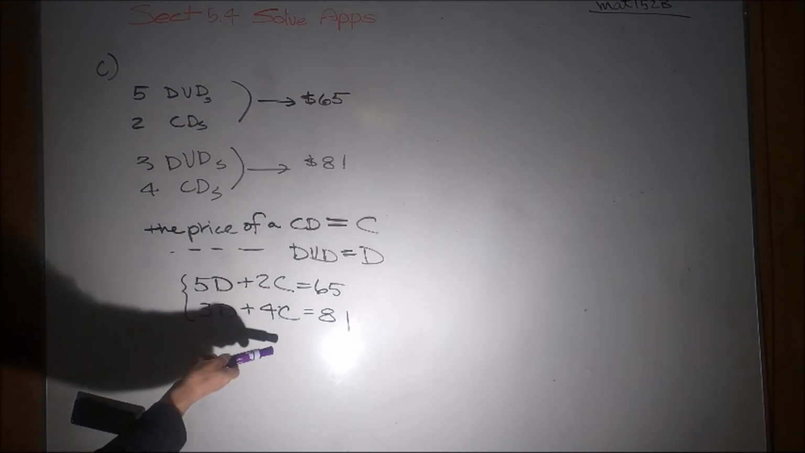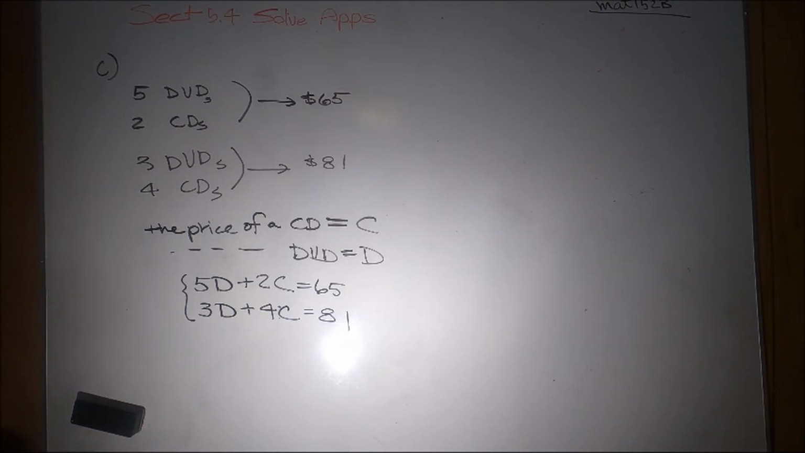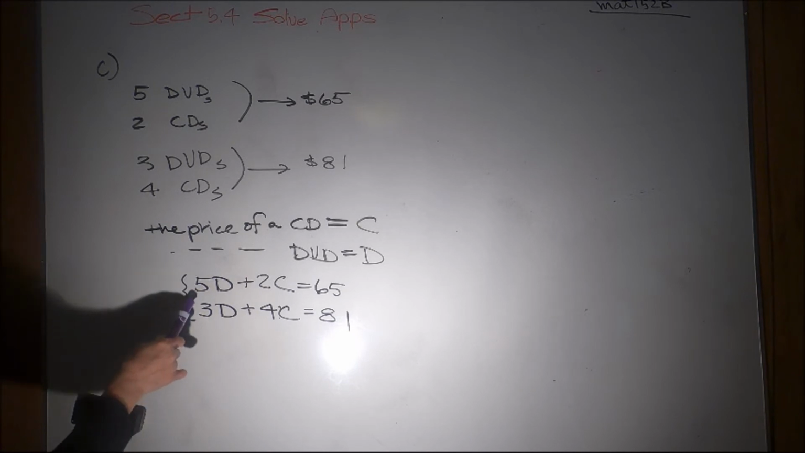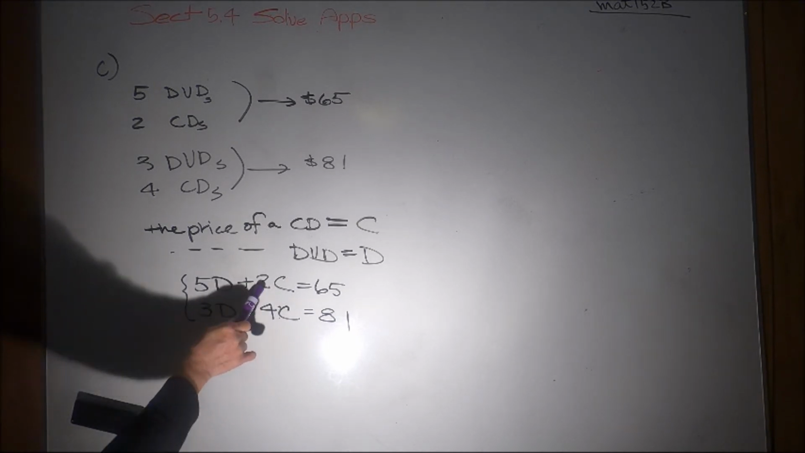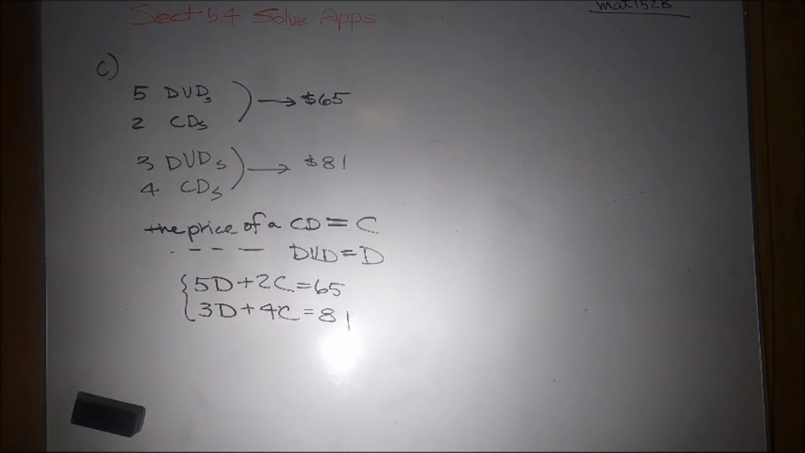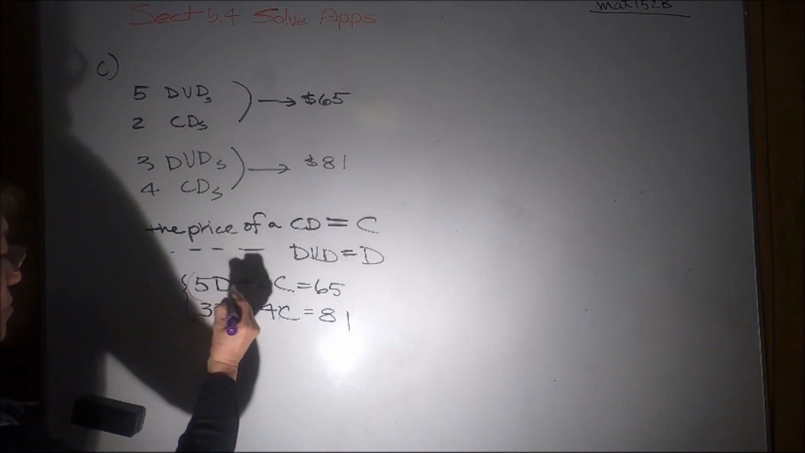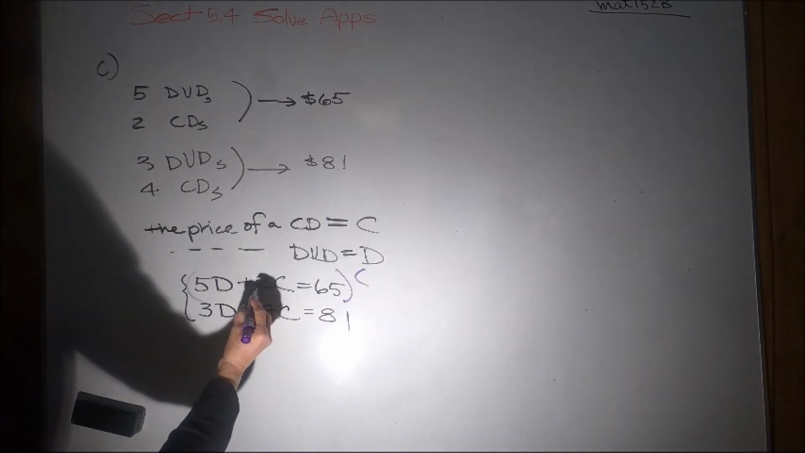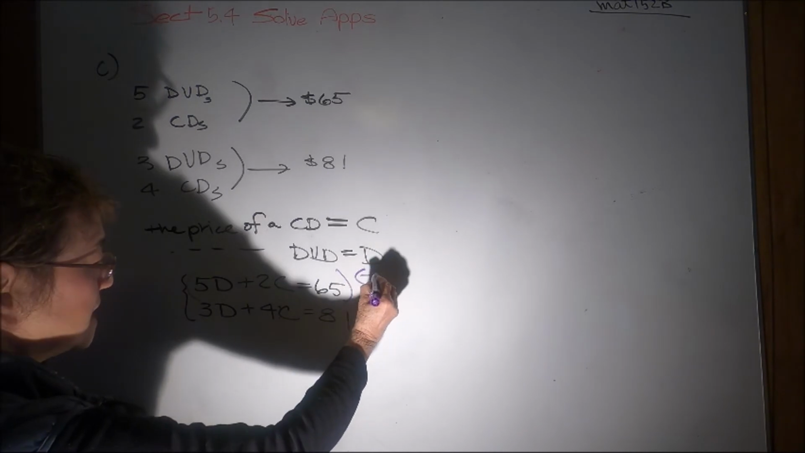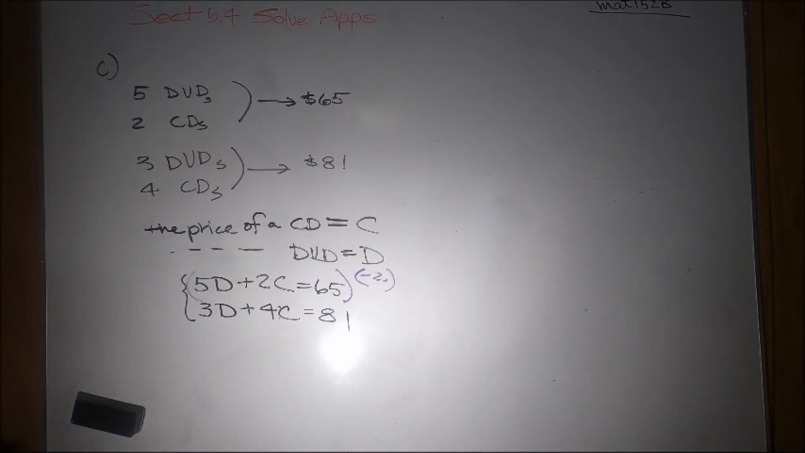Looks like you want to eliminate C or D. Which one is easier? For D, you need a 15 LCD. For C, between 2 and 4, you only need a 4, right? So we multiply this by its opposite to 4. It's -4. So we multiply by -2.